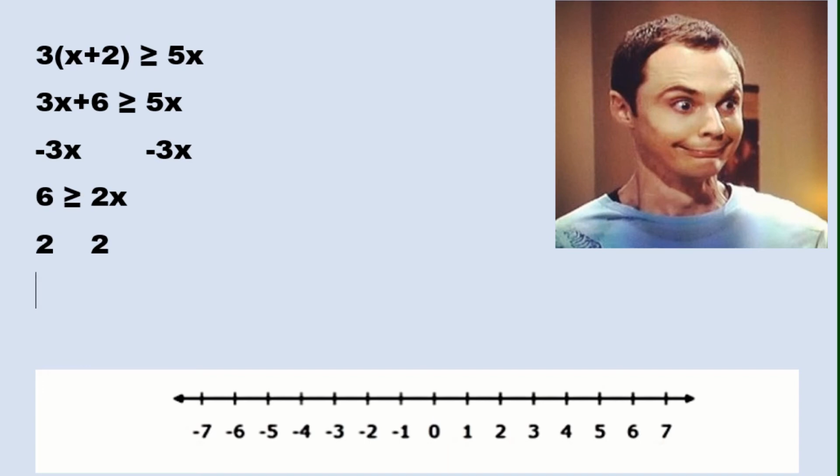So now it'll be 3 is greater than or equal to x. Now we place that on the graph. So 3 is greater than or equal to x, which means x would be going less than 3, which means it would be going towards the negatives. That's why it would be like this. Hope you understood it.